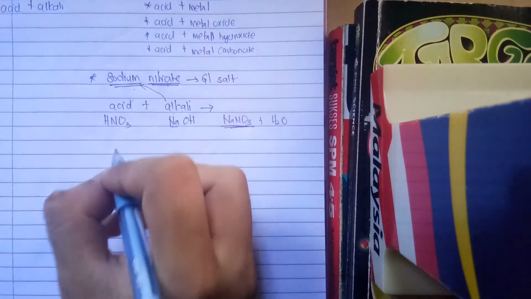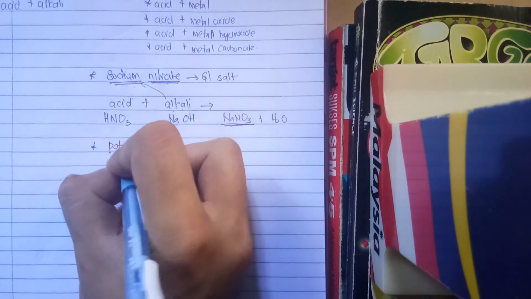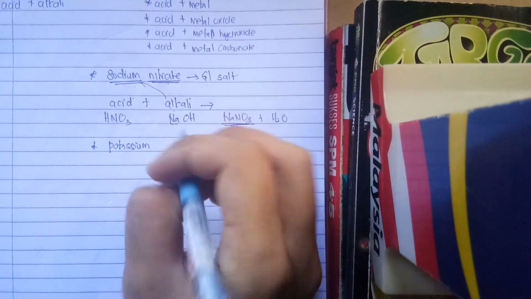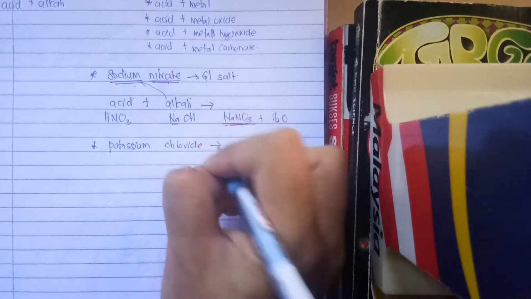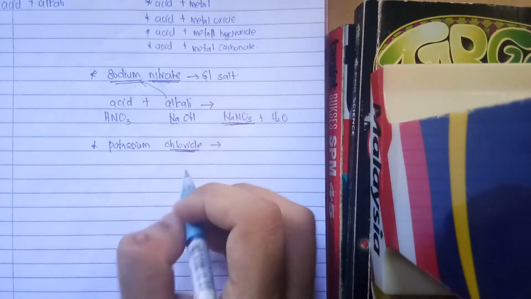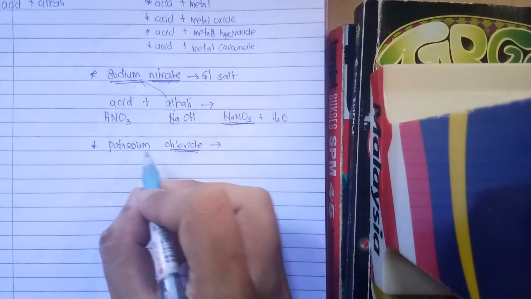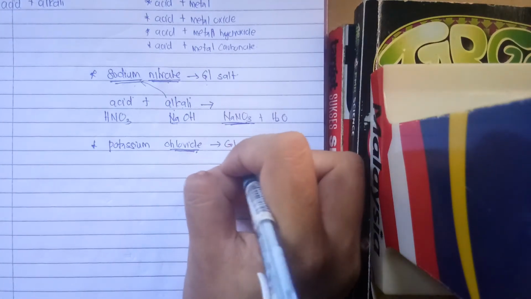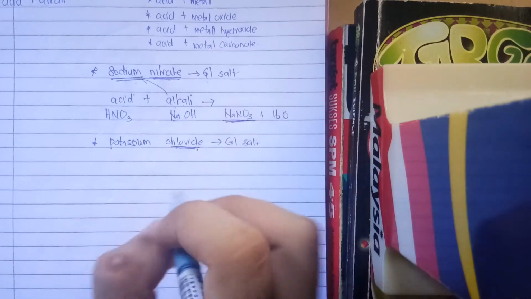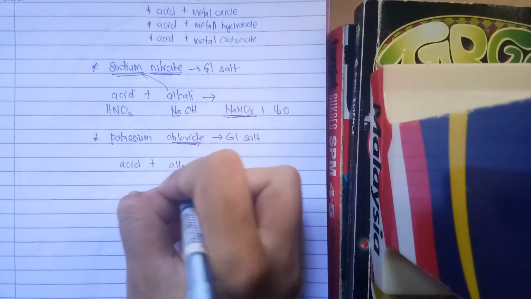Okay, I give you another example. You want to prepare potassium chloride. This one is a chloride. All chloride salts are soluble except PbCl2, so of course potassium chloride will be soluble, and it is a group 1 salt. So for group 1, you can only have the reaction acid plus alkali.